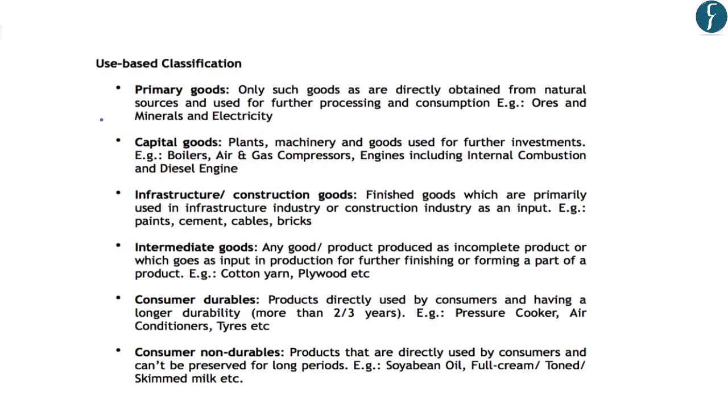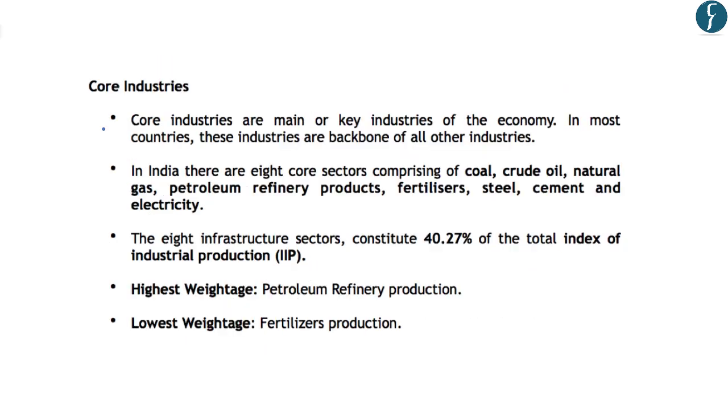The second classification of IIP is the use-based classification, and it includes the primary goods, capital goods, infrastructure or construction goods, intermediate goods, consumer durables, and consumer non-durables. So these are the six kinds of goods that are included in the Index of Industrial Production. Further, there are 8 core sectors or core industries in the IIP, and these core industries are the main or key industries of the economy. In most of the countries, these industries are the backbone of all other industries.